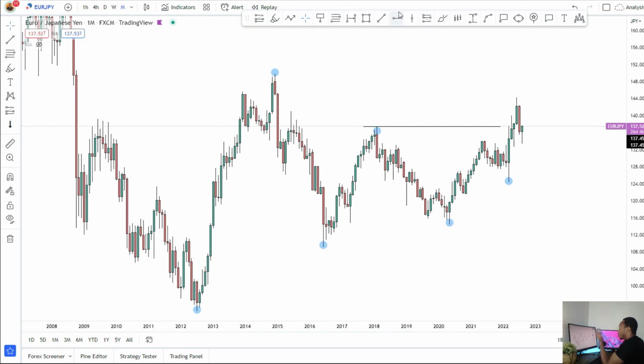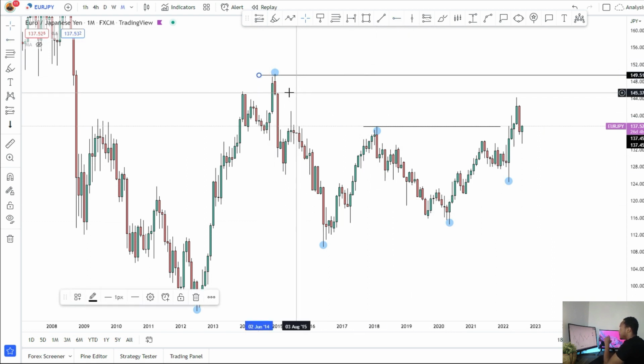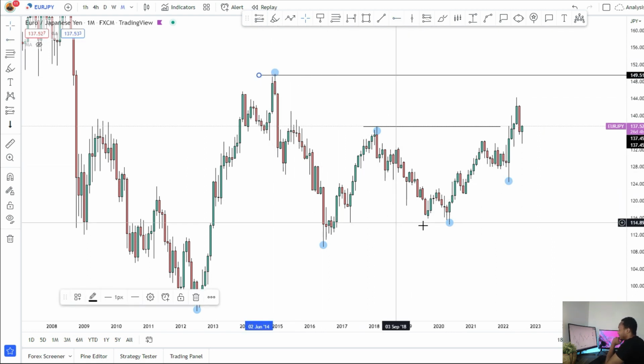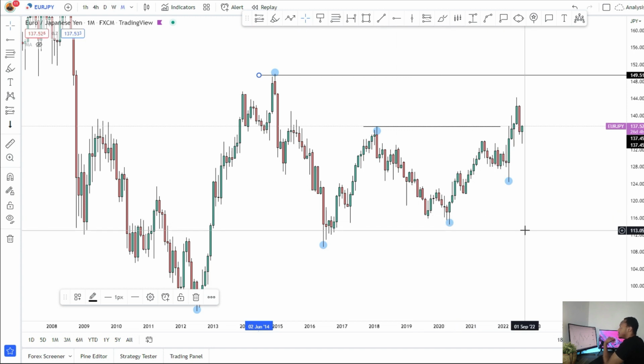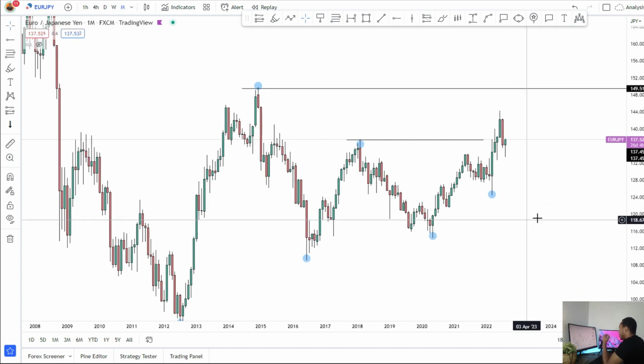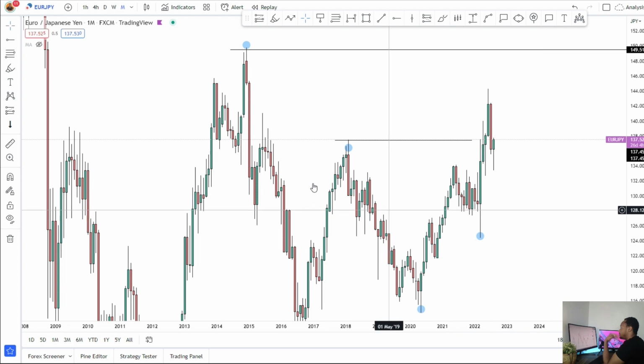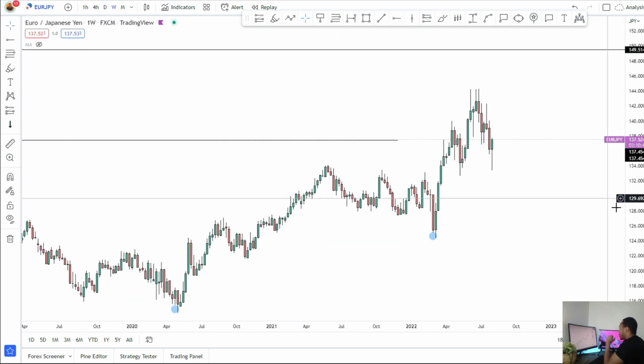I do have a long-term target for EURJPY back up to those highs at 149. So from a monthly perspective, this market is definitely bullish. So that's what I've got for the monthly. We're bullish, so from a monthly perspective, I'm looking to buy it. Now we're going to the weekly.